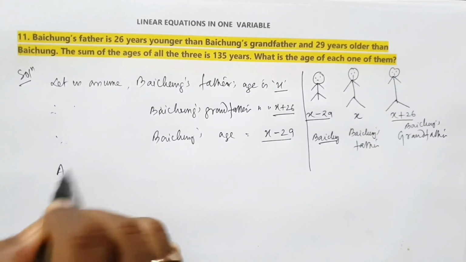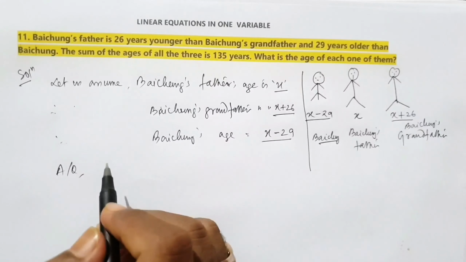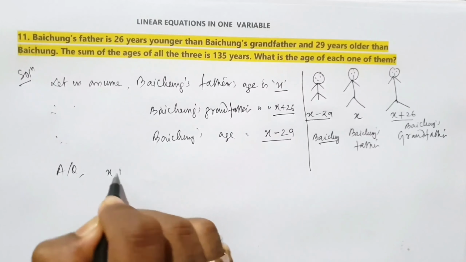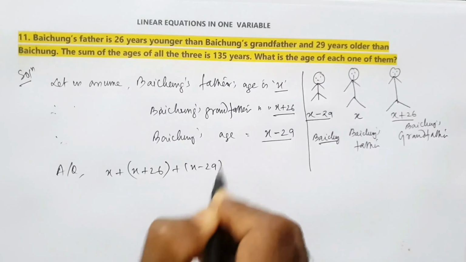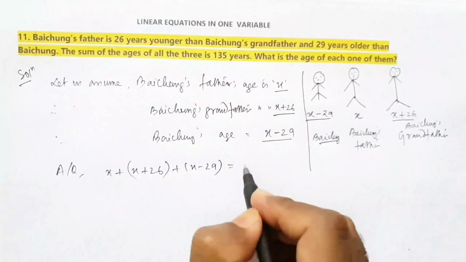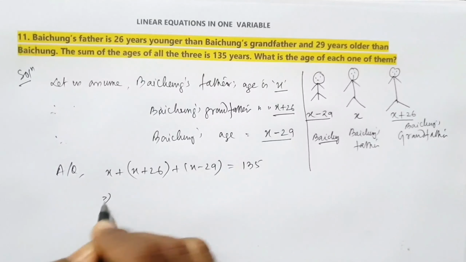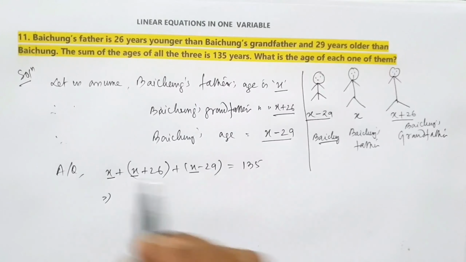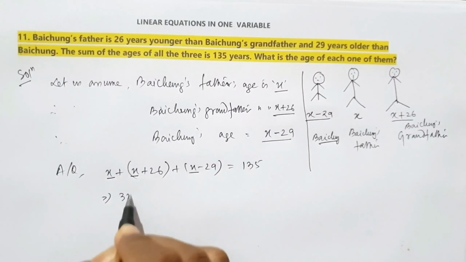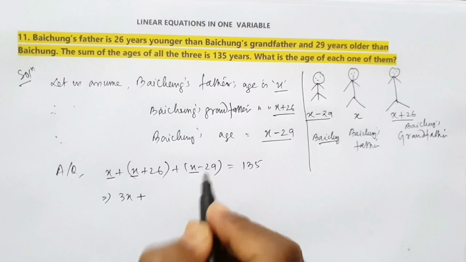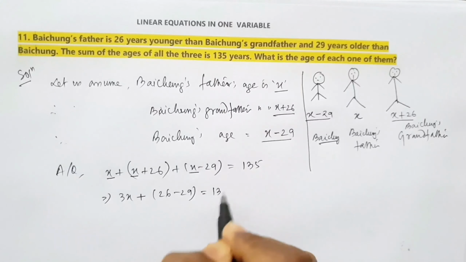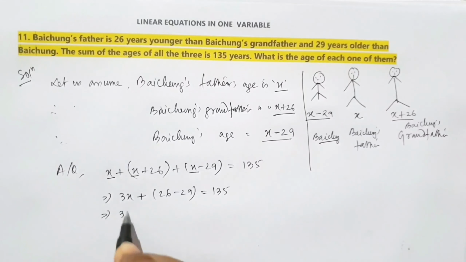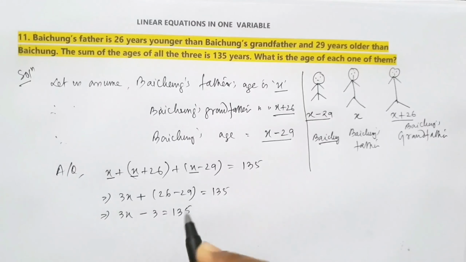Now according to the question, if we add all the three ages, that is X plus 26 plus X minus 29, we get the sum total as 135 years. Let's count first all the variables. That is X plus X, that is 3X, plus 26 minus 29 is equal to 135. So 3X, 26 minus 29, that is minus 3, is equal to 135.